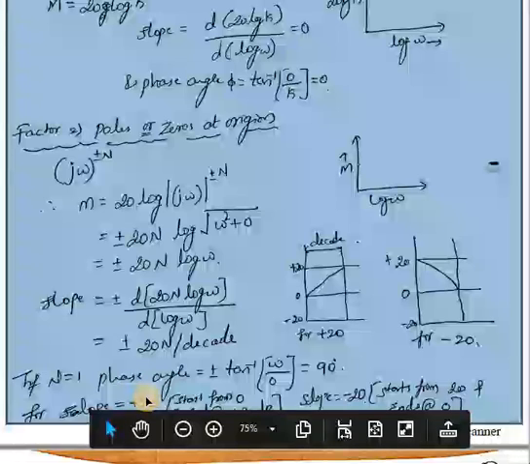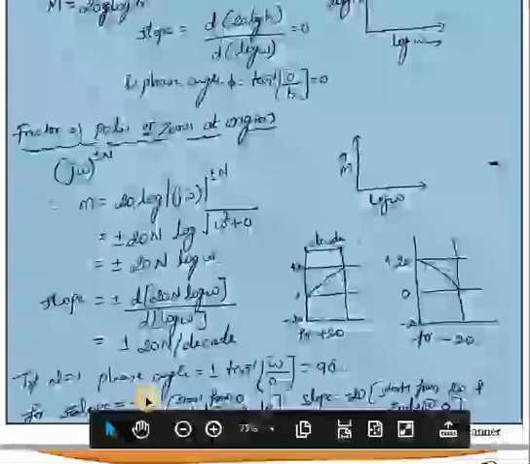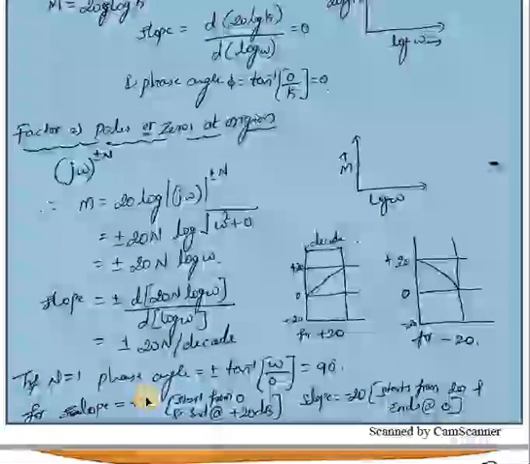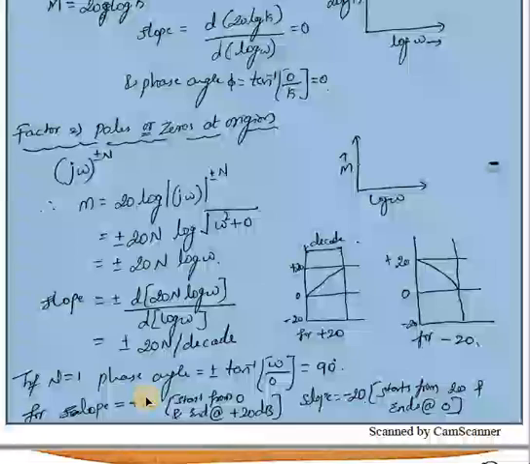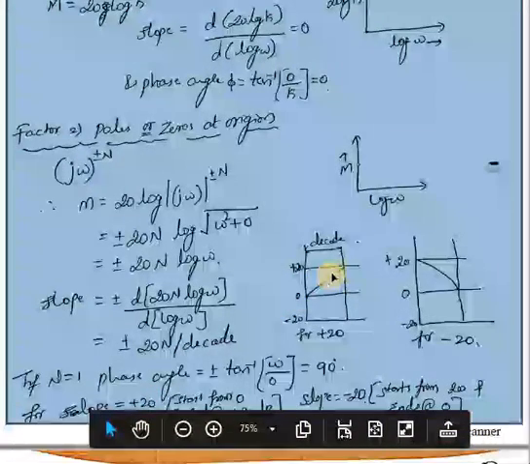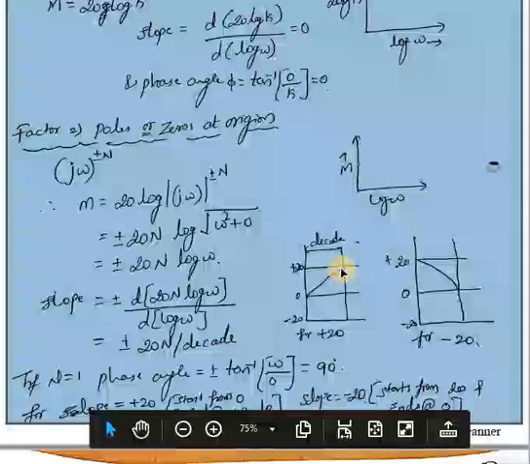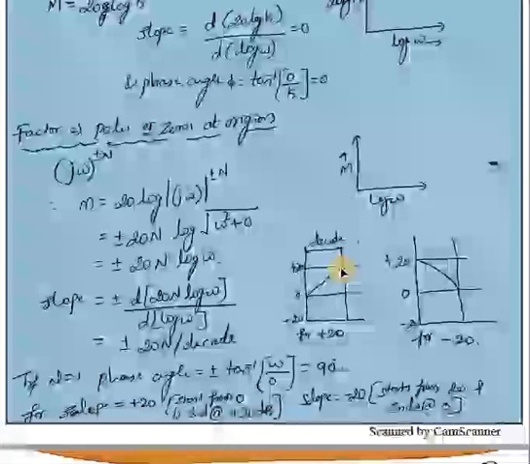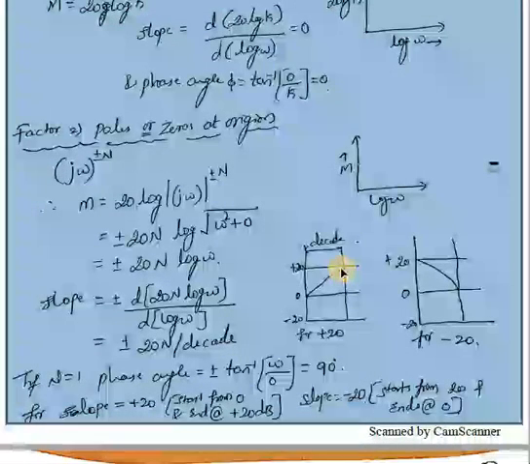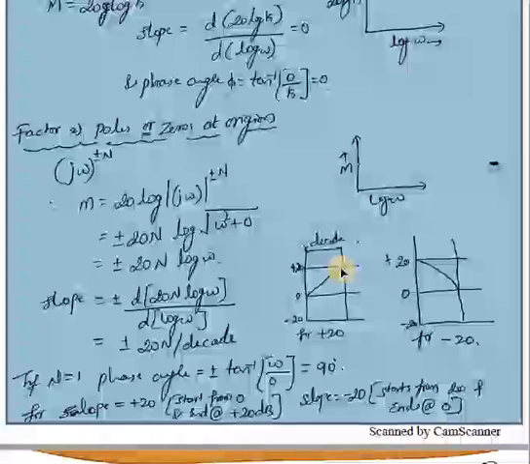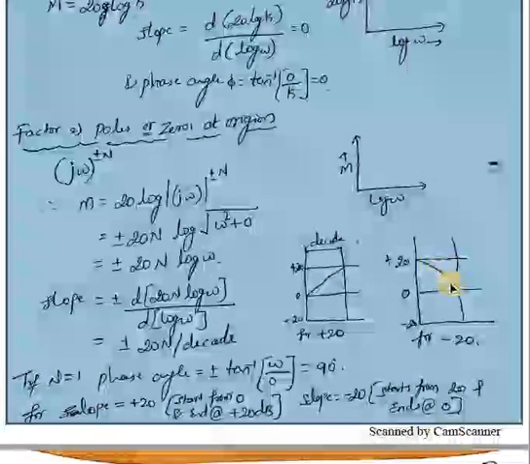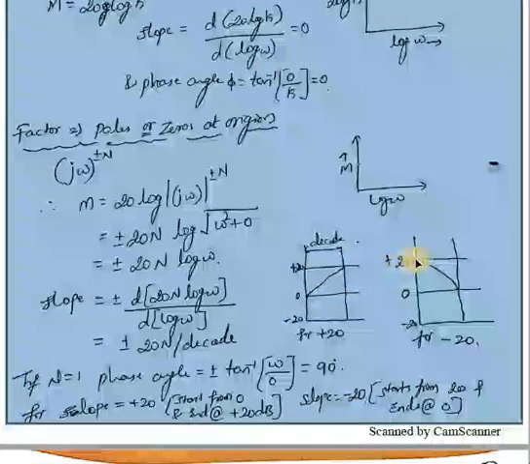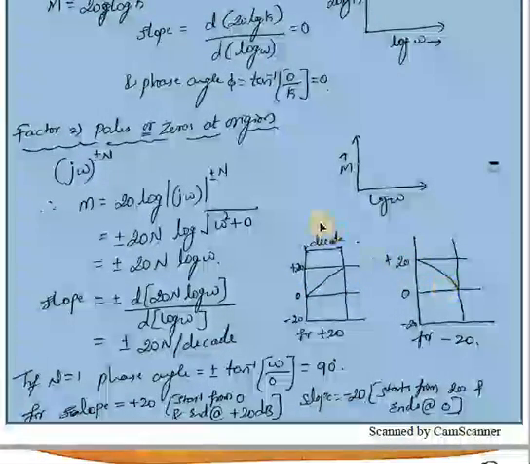And if the slope is plus 20, that is, if the term is in the numerator, that is, if it is a zero, at that time you can consider it as plus 20, and it is starting from 0 and ending at 20. Similarly, if the slope is minus 20, that is for the terms which are in the denominator, that is for the poles, the slope is going to be minus 20. So it is starting from 20 and ending at 0. So this is the plot. This is for plus 20 and this is for minus 20.